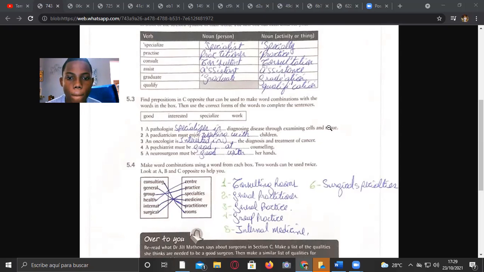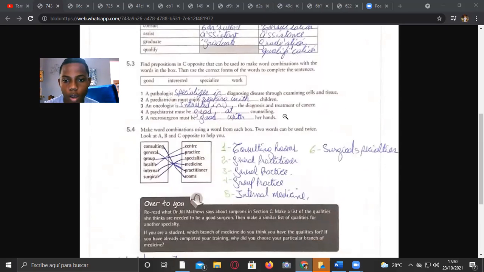So let's begin. A pathologist specializes in diagnosing disease through examining cells and tissue. A pediatrician must enjoy working with children. An oncologist is interested in diagnosis and treatment of cancer. A psychiatrist must be good at counseling. A neurosurgeon must be good with her hands.